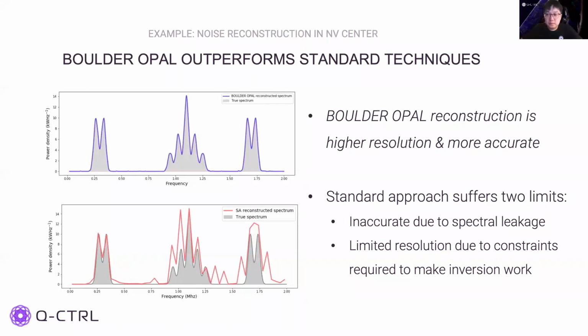As we can see, the magnitude of some peaks are incorrectly predicted. The resolution is worse, and there are fictitious peaks arising, which could be due to spectrum leakage from the higher order harmonics in the CPMG filter functions. It is clear that the Q-control noise reconstruction approach gives us higher resolution and also more accurate results that are robust to higher frequency contributions.